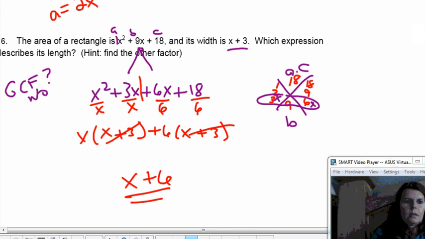Alright, is that our last one? I think it is. The end of part 2.